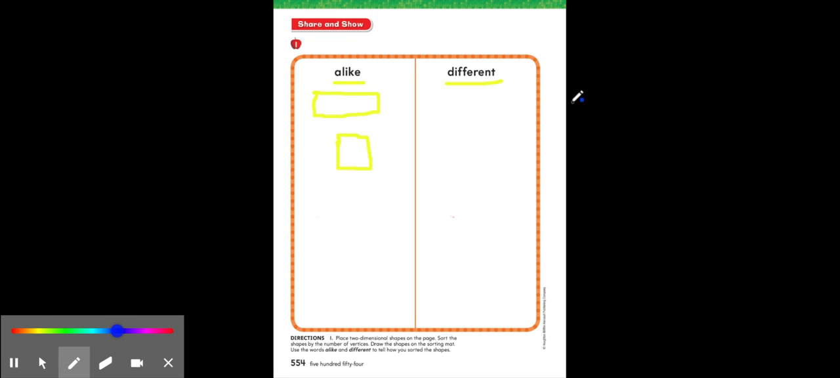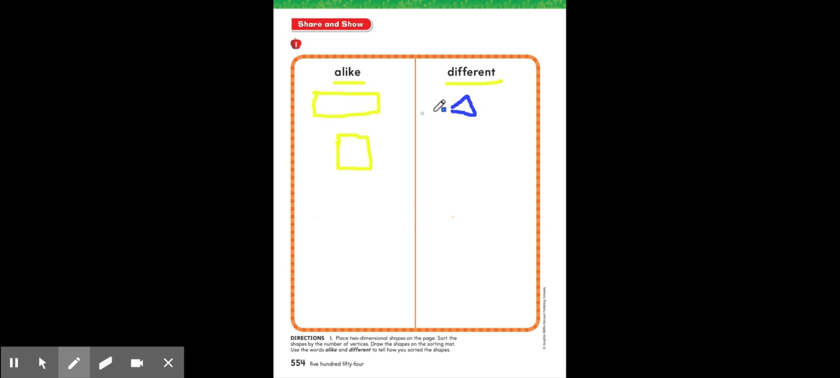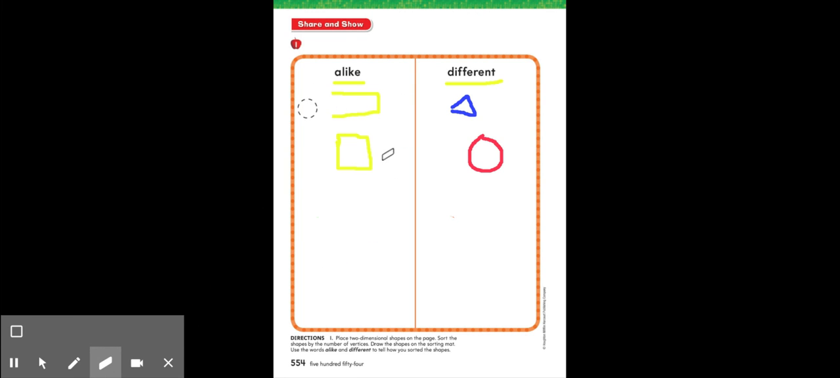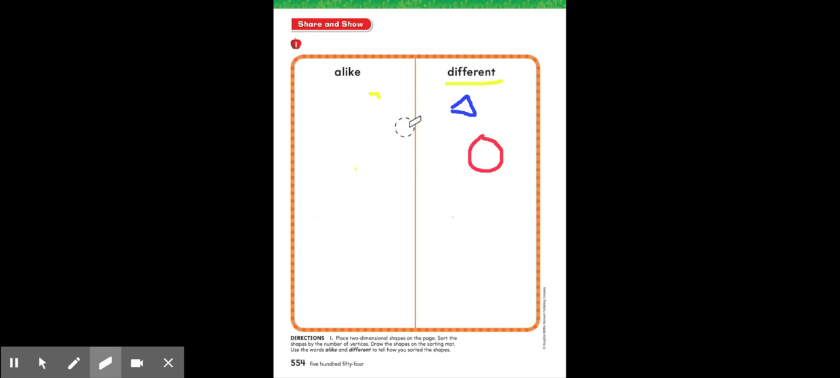Next, moving on to our different column, we know that a triangle is different than a square because it has 3 sides, not 4. And to finish up, a circle is different than a square or rectangle because it has no straight sides and it has a curve. You can continue to draw more shapes and compare, but I'm going to move on to our next page. Perfect.